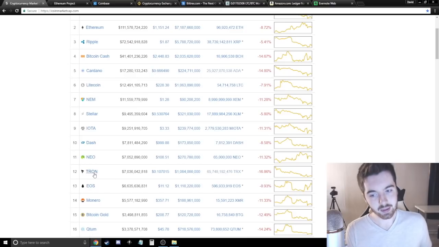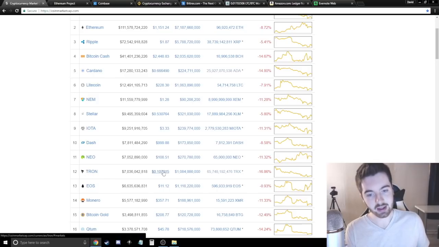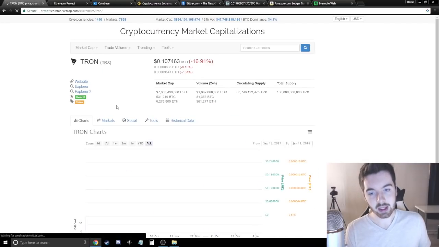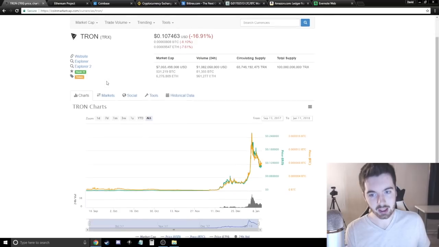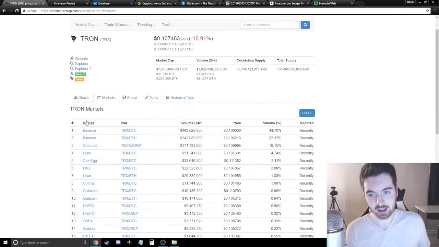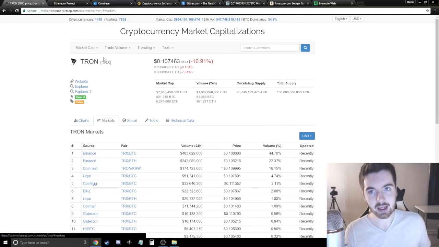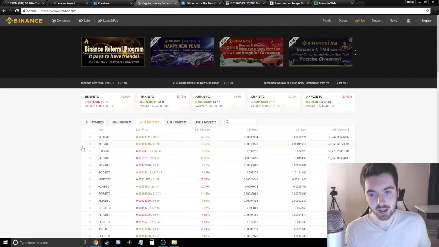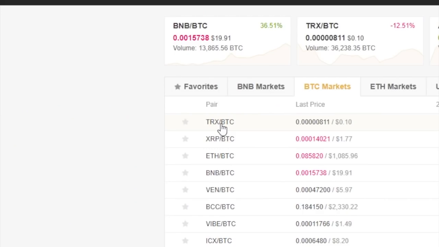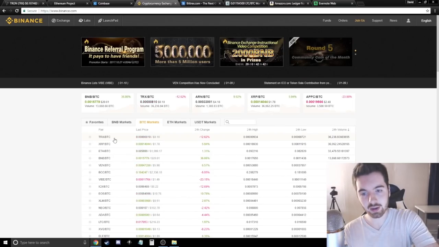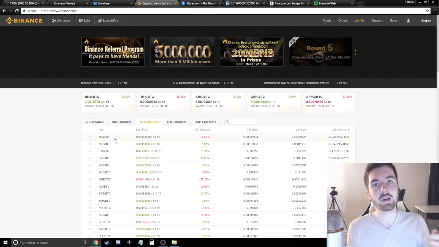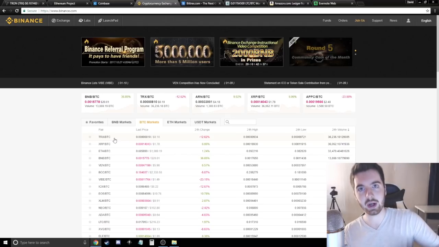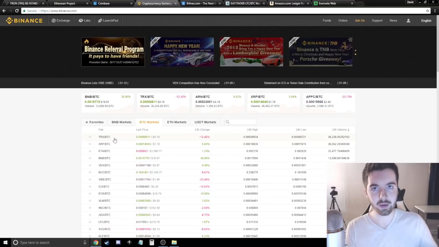Let's say you want to buy this one called Tron right here at 10 cents a piece. You can make sure that it's on Binance by clicking on it, going to markets, and checking over here. It's on Binance, and you'll also be able to see it here on their website, TRX/BTC. That means the trading pair is Tron to Bitcoin, which means you can spend Bitcoin for Tron, or you can sell Tron for Bitcoin.